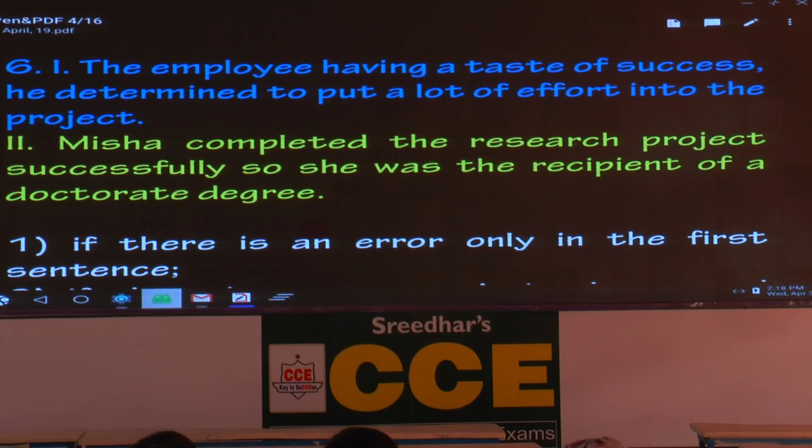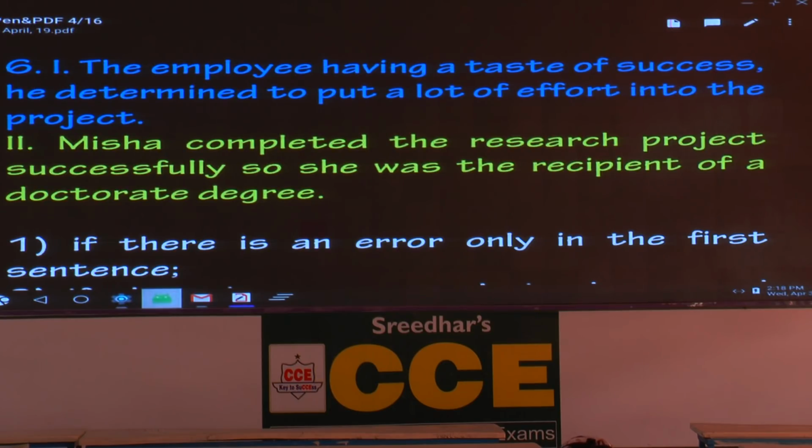The employee having a taste of success. This is a bit difficult. He determined to put a lot of effort into the project. You have to rewrite. Please rewrite. Don't correct that one. Having a taste of success. Please write. Having a taste of success. The employee determined to put a lot of effort into the project.